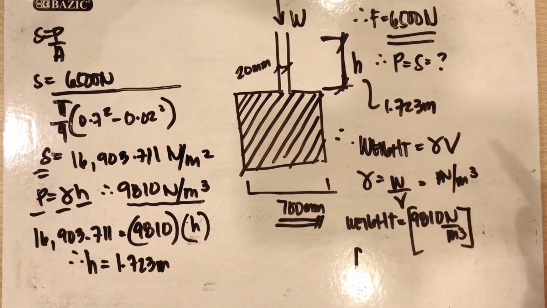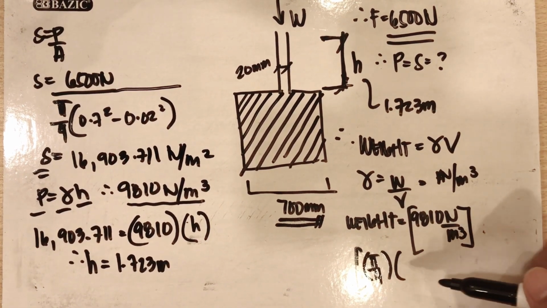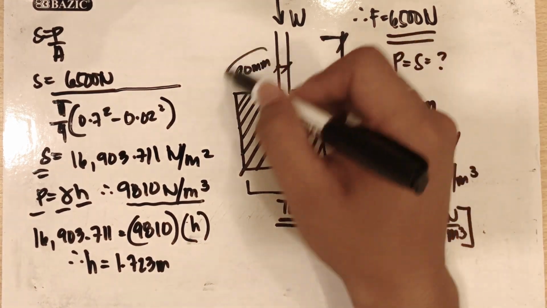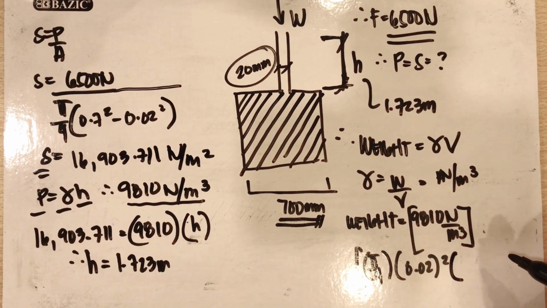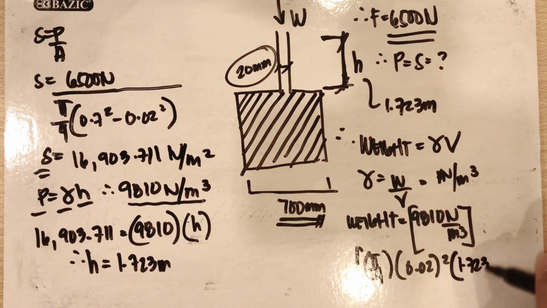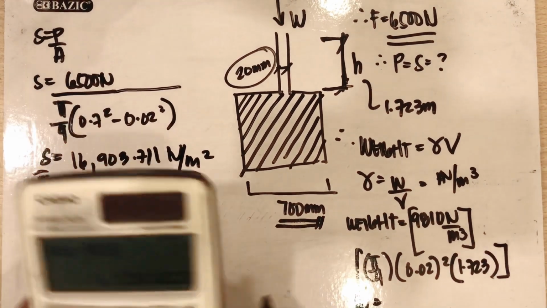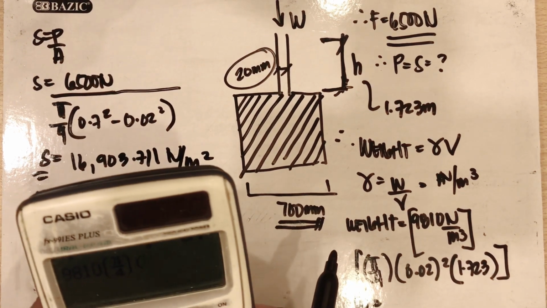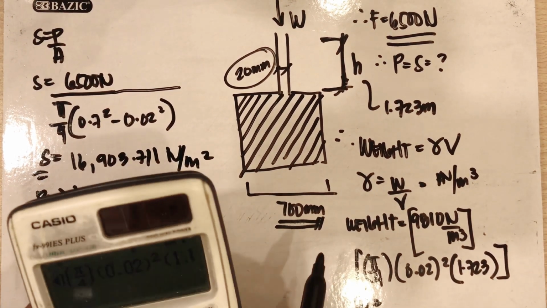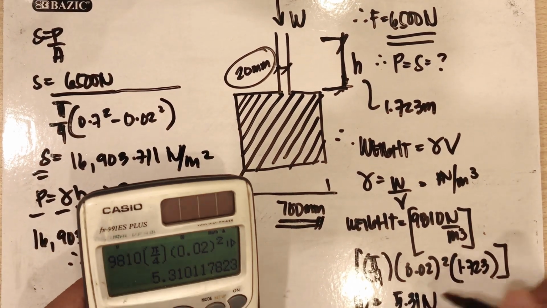So what is the volume of a circle? The volume is pi divided by 4 times D squared. For D squared, of course, we use this: 0.02 squared times H. H is equivalent to 1.723. So how much is our required weight? 9810 times pi divided by 4 times 0.02 squared times 1.723. So the required weight is equivalent to 5.31 newtons.